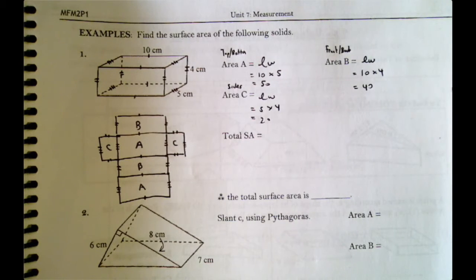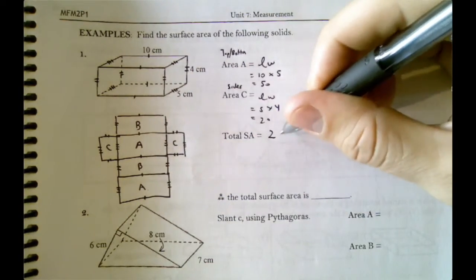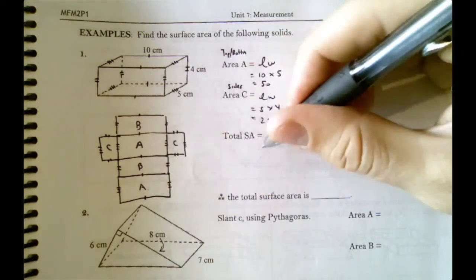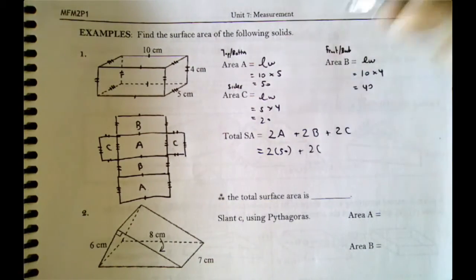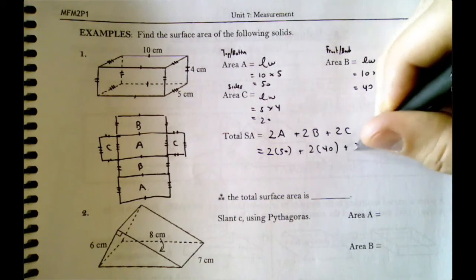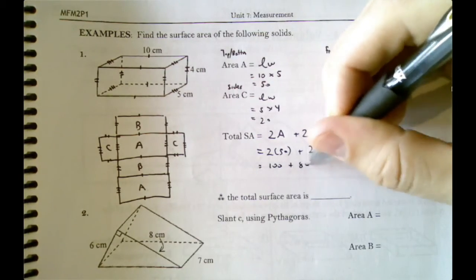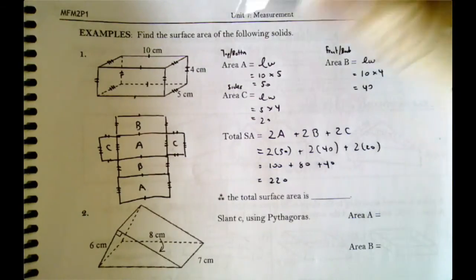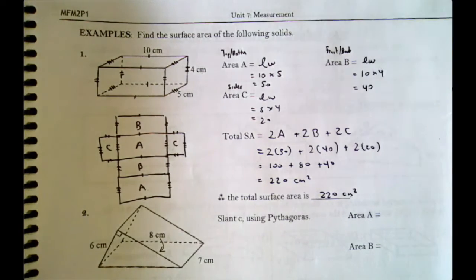How many of each do we have? Well, we've got 2 A's, 2 B's, and 2 C's. So we've got 2A plus 2B plus 2C. So we've got 2 50s plus 2 40s plus 2 20s, which would be 100 plus 80 plus 40, which is 220, and we're working in centimeters, so it's centimeters squared. And there we have it.